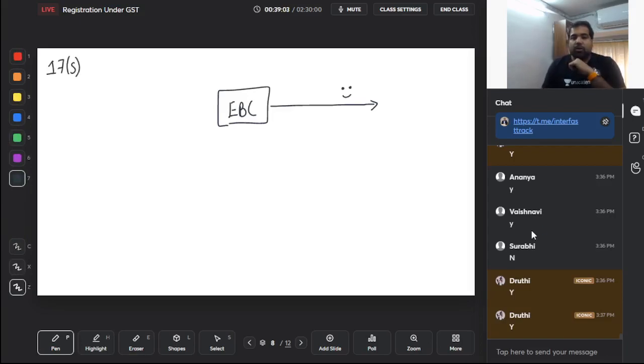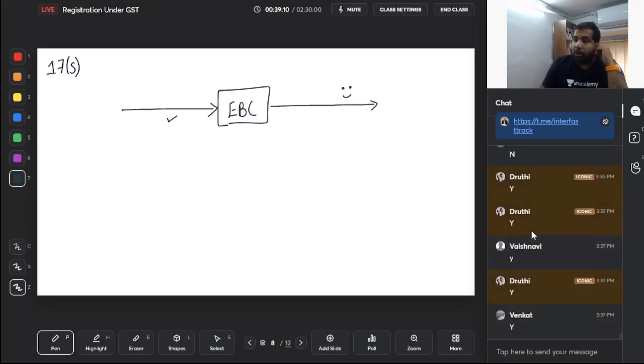Guys, please tell me yes or no. Are you purchasing something? Yes. Are you paying the GST on this? Yes. Are you fulfilling all the conditions? Yes. But still, because the government doesn't want to give it to you, they have called this blocked credit. On this, you will not get it.